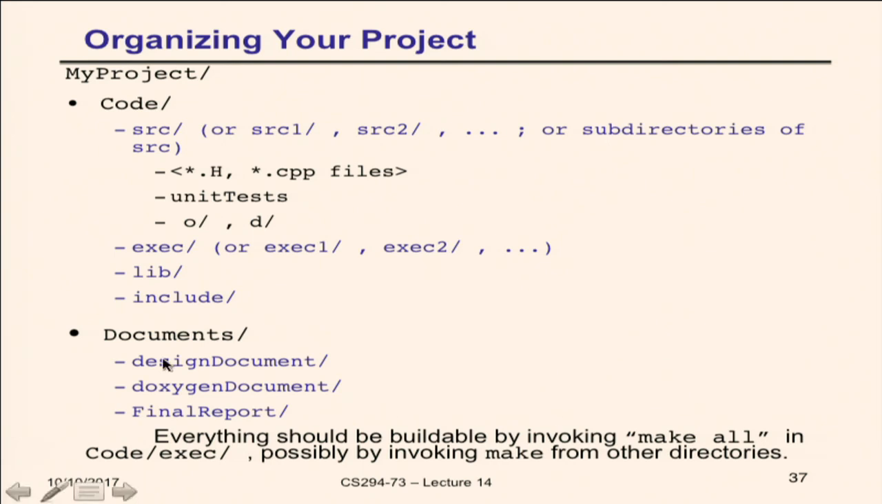So everything should be buildable by invoking make all inside of code/exec. It's not that all the build is going to be contained in that one makefile, but it will give you the ability to invoke makefiles that are in other directories. So again, you're seeing an example of this in homework assignment 3. This is the organizational structure we want to see all projects conform to.